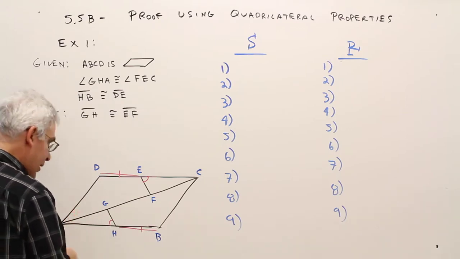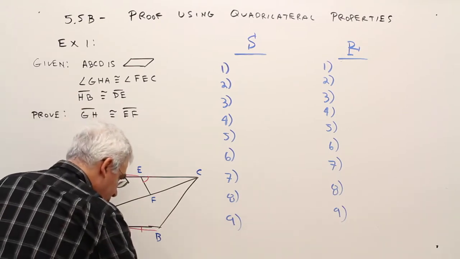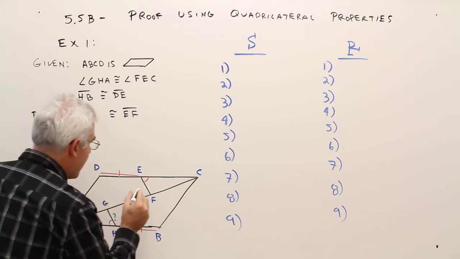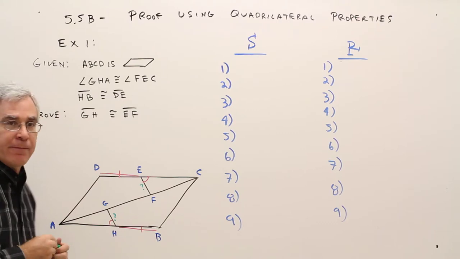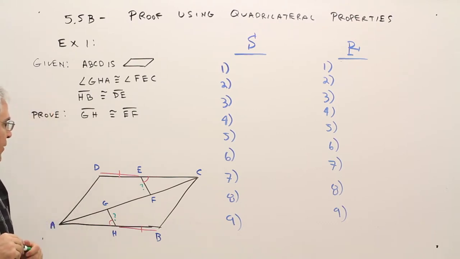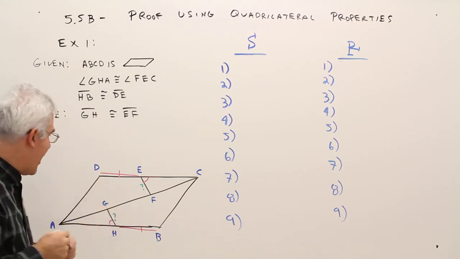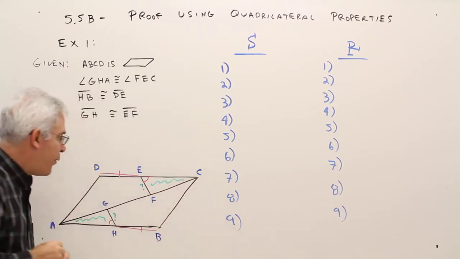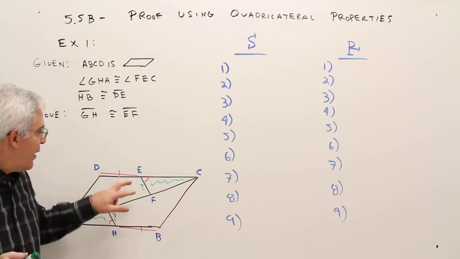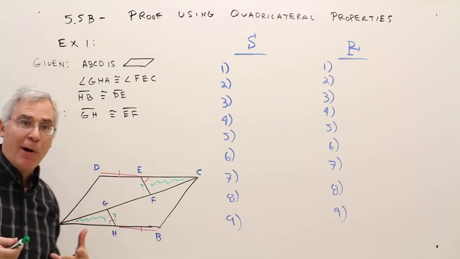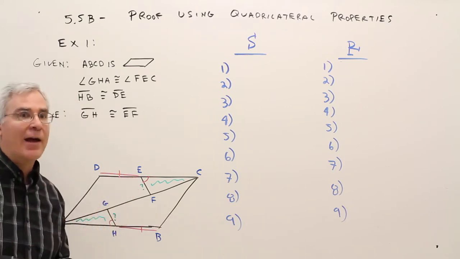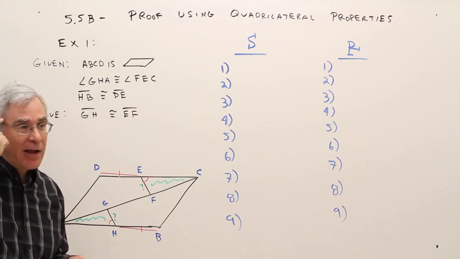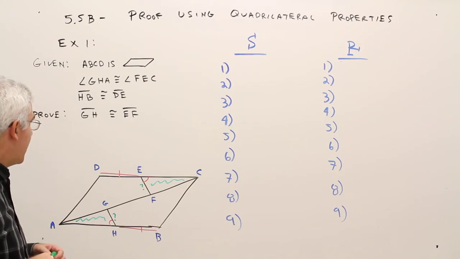Prove that GH is congruent to EF. Okay, so without even batting an eye, it looks like if I can somehow get those triangles to be congruent, I can then get the corresponding parts to be congruent. So I'm going back to chapter 3 again. Now I'm going to come up with a plan for getting those triangles congruent.